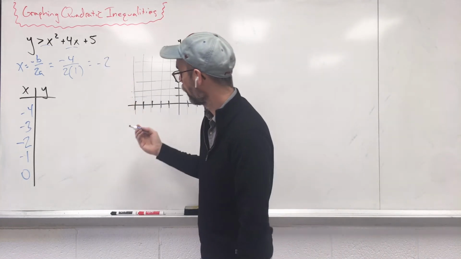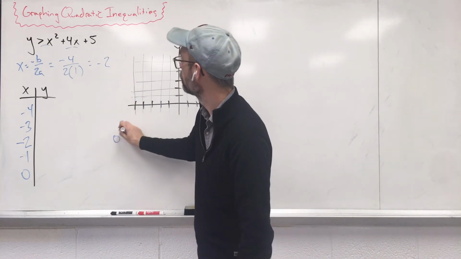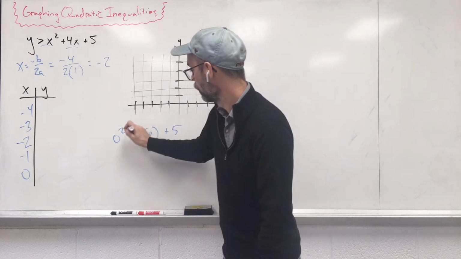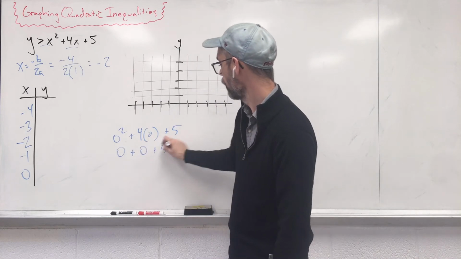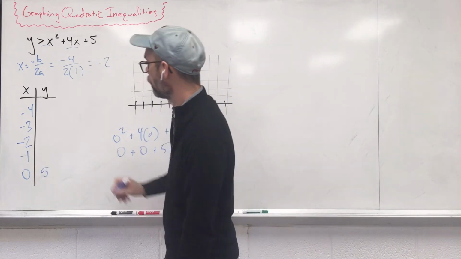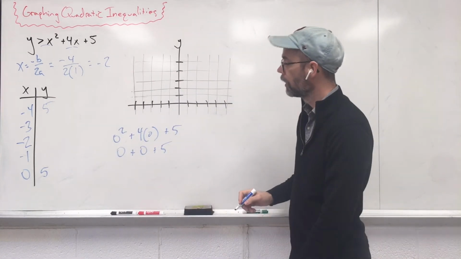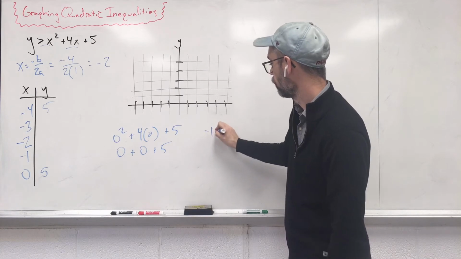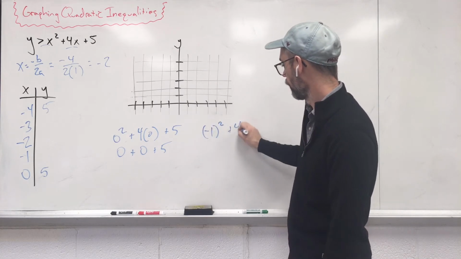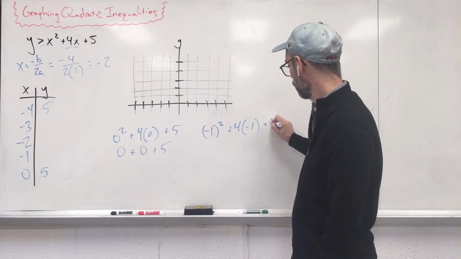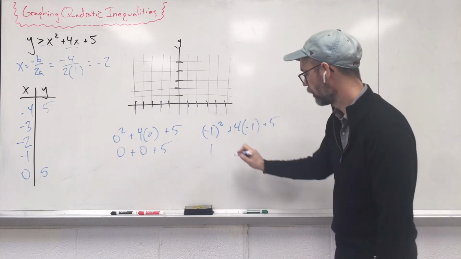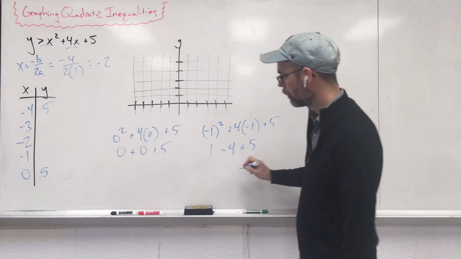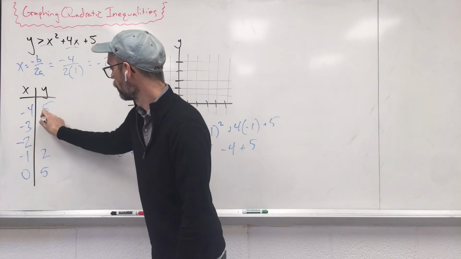Let's plug 0 in up there first. So when I plug 0 in, I get 0 squared plus 4 times 0 plus 5, giving me 0 plus 0 plus 5, or just 5. So you get 5 for both of those. Let's plug in negative 1 for both. So negative 1 squared, 4 times negative 1, and 5, giving us positive 1, minus 4 plus 5, and we get a 2 as an answer. So you get that for both.